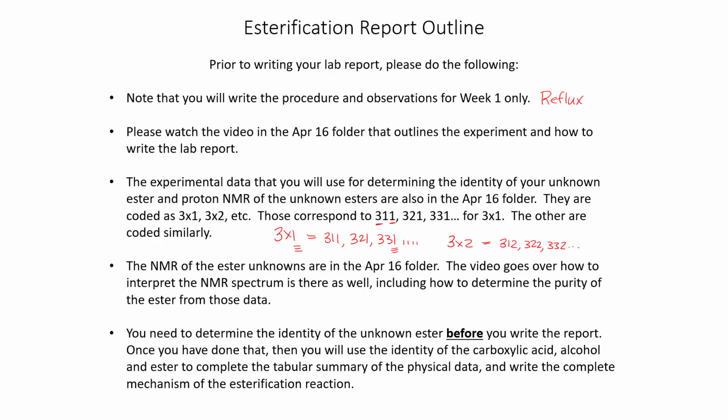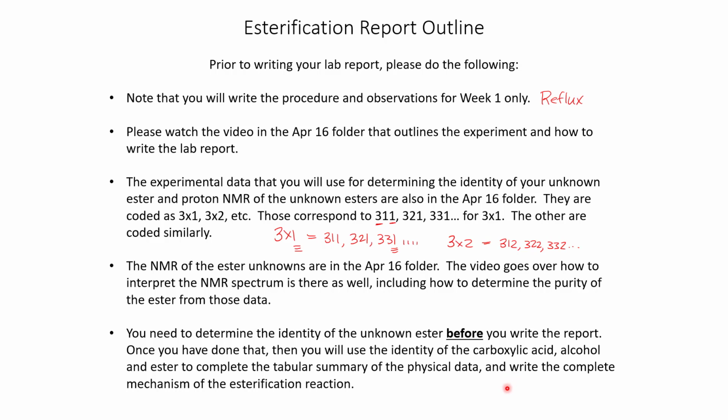The other thing is, before you start writing your lab report, you're going to need to determine the identity of the unknown ester. You need to determine the identity of the unknown simply because you're going to use that identity to create your physical property chart, and also then you're going to use that to write the complete mechanism. If you don't know what the ester's identity is, then you won't be able to complete those.